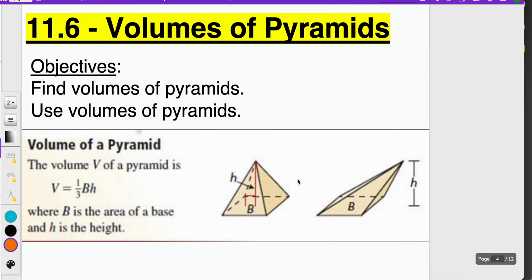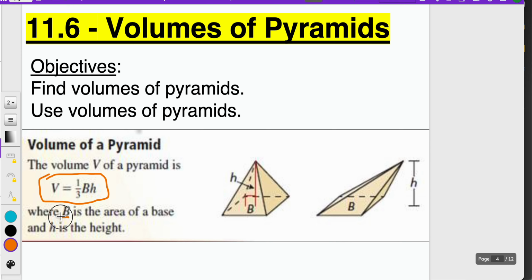Today we're going to be looking at our lesson 11.6, volumes of pyramids. So we'll be able to find and use volume of pyramids. The first thing we want to know is how to find the volume of a pyramid, and we can do that by finding 1/3 area of the base times height.